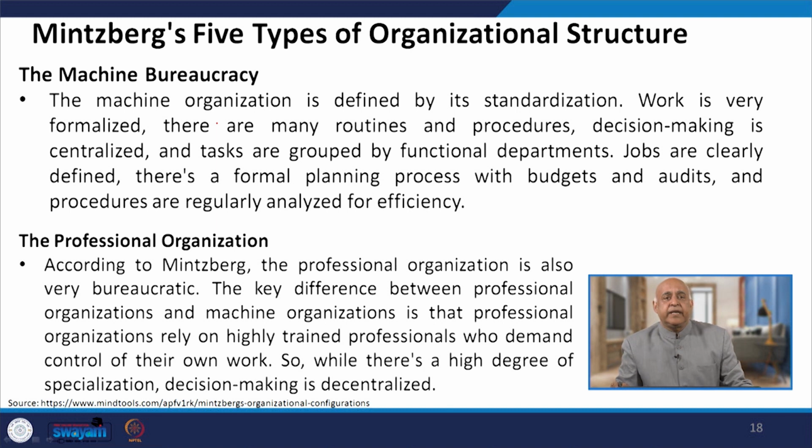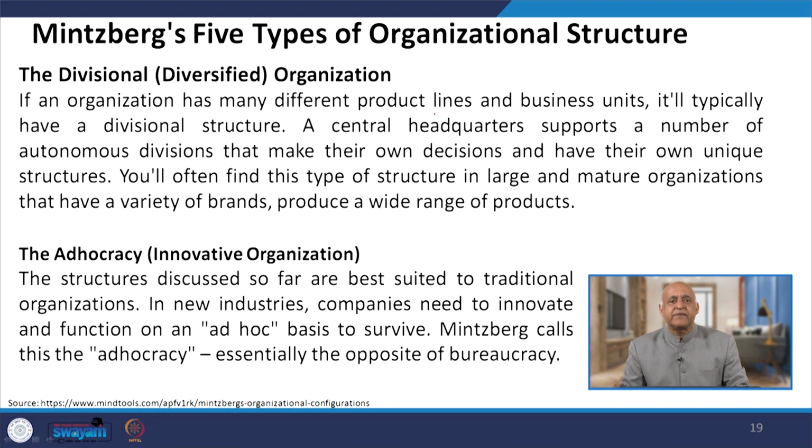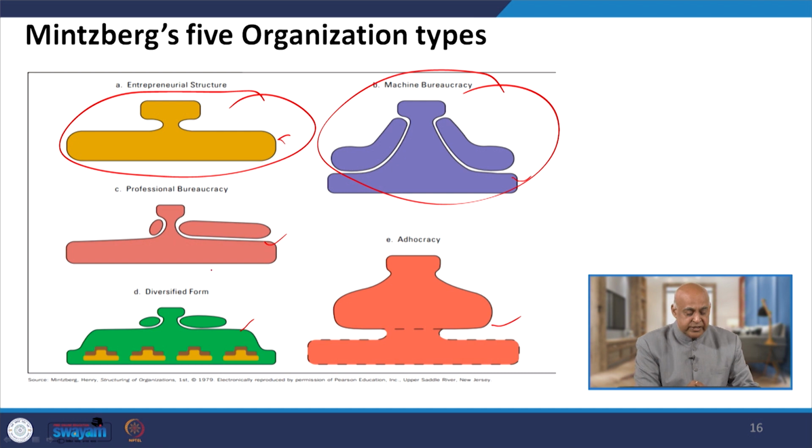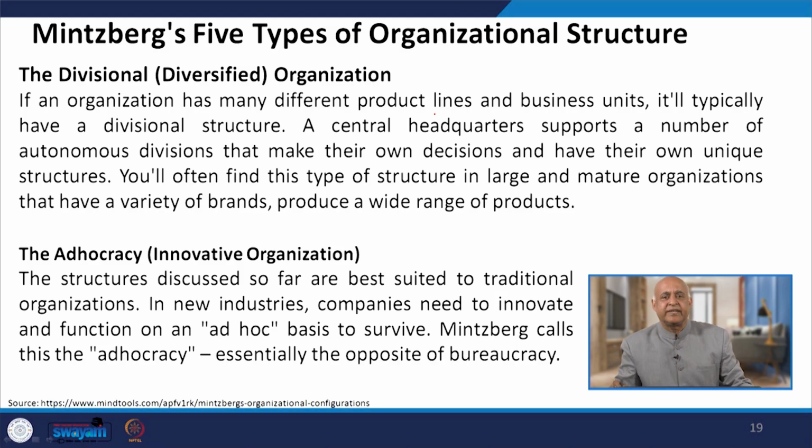When we are talking about professional organizations, according to Mintzberg, the professional organization is also very bureaucratic. The key difference between professional organizations and machine organizations is that professional organizations rely on highly trained professionals. The divisional, or diversified, organizations typically have a divisional structure, a central headquarters and a number of autonomous divisions. So, this covers all the diversified forms.